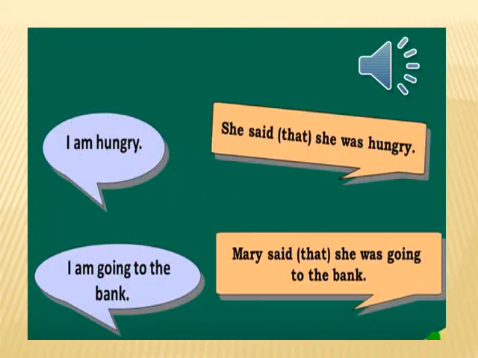Let's take an example to understand indirect speech. Our example is, "I am hungry." Now we want to write the sentence in indirect speech. Let our speaker be a girl. So how are we going to write? She said that she was hungry.